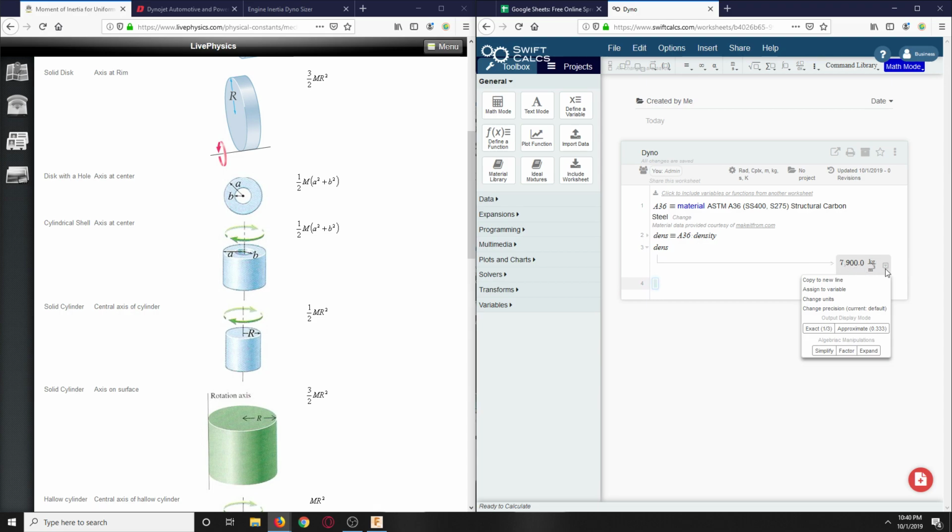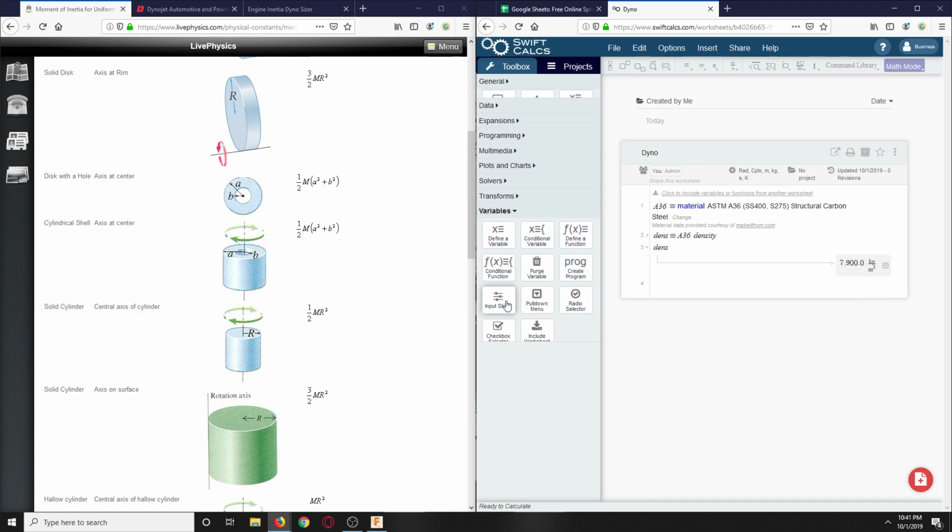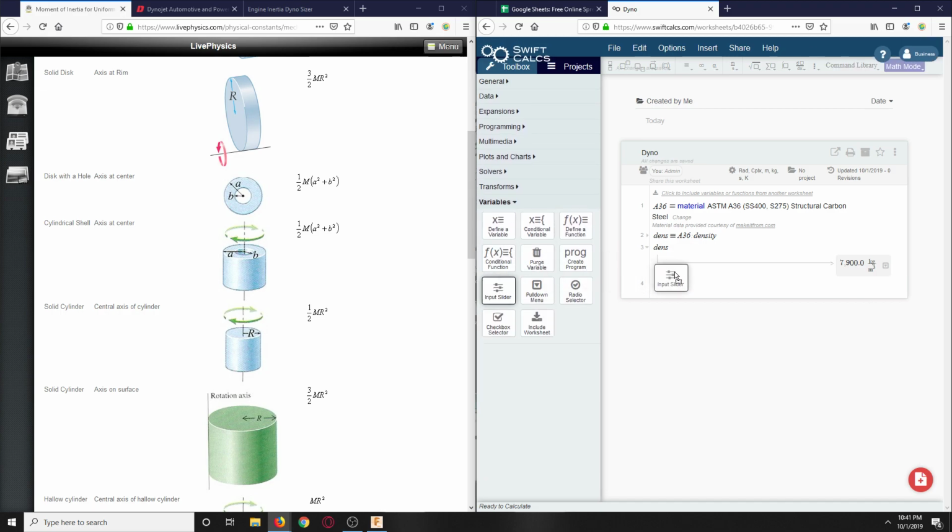So then we want to do volume, and this is where I can show you what we use if you're not familiar with this software. We could use two sliders and call this ID OD.